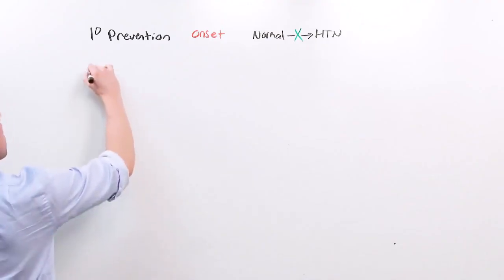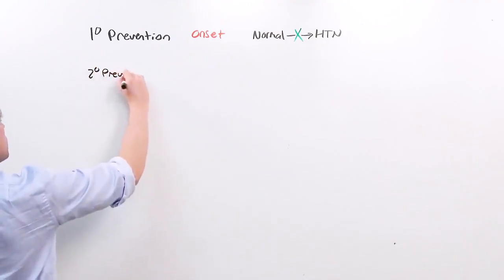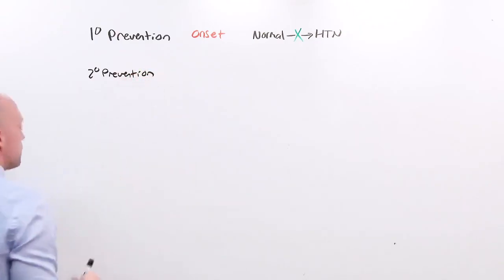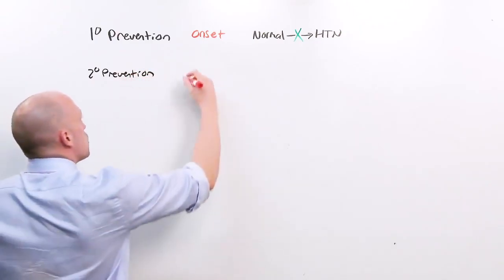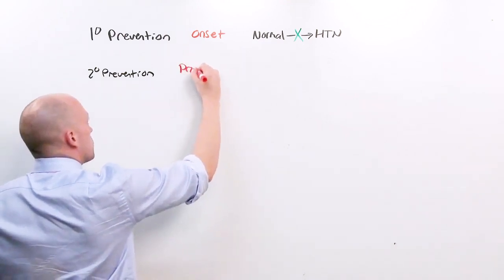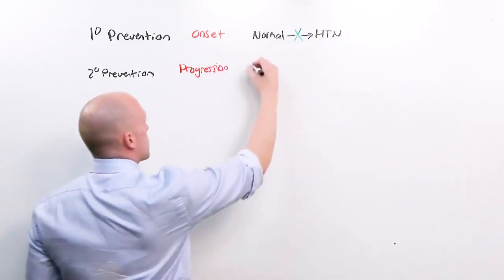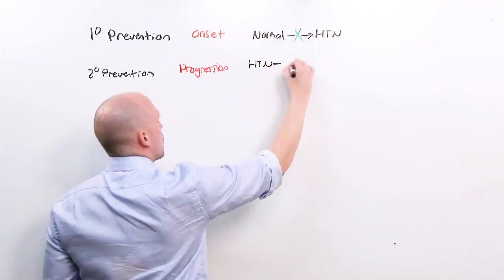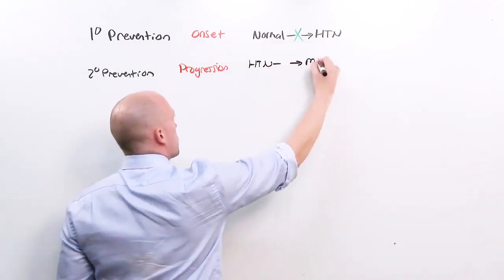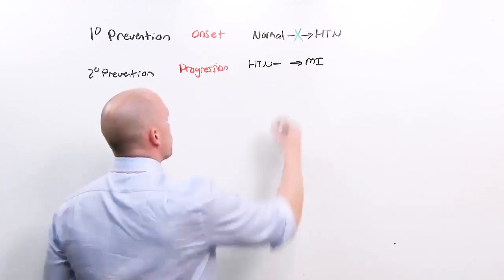Secondary prevention is all about detection. They have the disease. What you want to do is delay progression. That is, the person who has hypertension will be prevented from developing the sequela of a myocardial infarction.